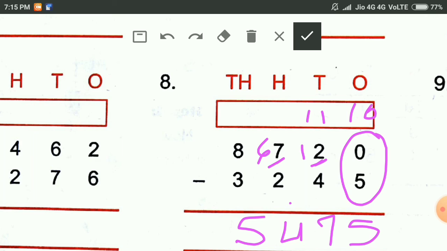In this way, you learn how to subtract bigger numbers by regrouping, by borrowing numbers. Homework will be given to you. You can subtract them easily.